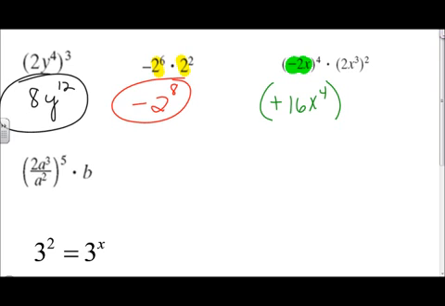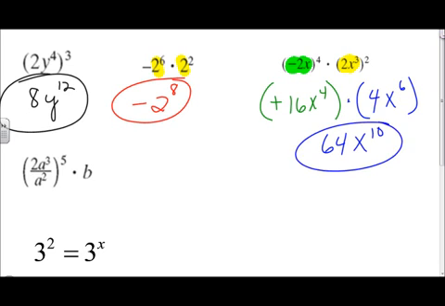Let's move on to the second parentheses. In the second parentheses, I'm raising all of that yellow to the second power. 2 squared is going to turn into a 4. And x to the third being raised to the second power turns into x to the sixth. So I've got this little multiplication problem now. 16 times 4 is 64. X to the fourth times x to the sixth, x to the 10th. Circle that answer. It's a simplified answer. We're good.